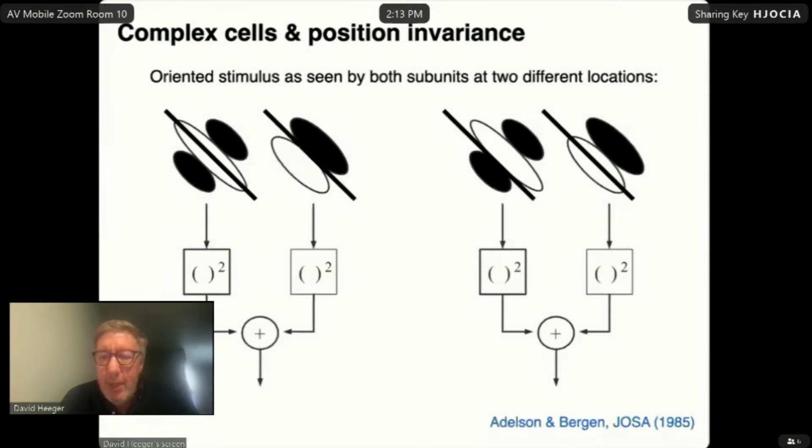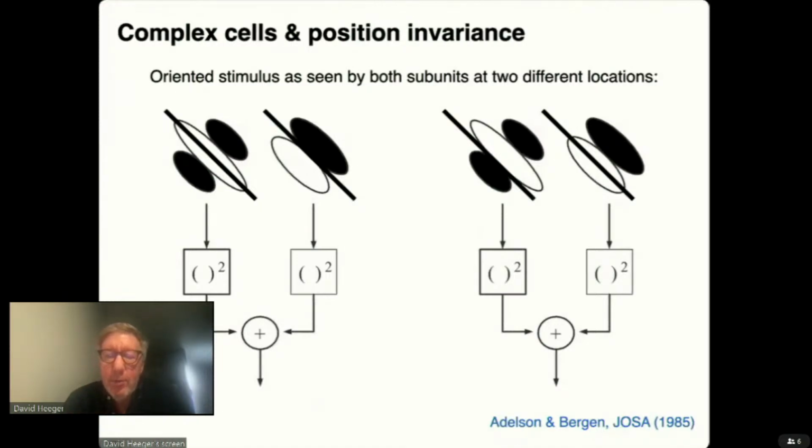A few years later, Ted Adelson and Jim Bergen replaced the hard threshold with a squaring nonlinearity, and used that to develop a model of complex cell responses. So you can think of each of these as a simple cell receptive field. You take odd and even phase, square them, add them together, and you get an output that they called an energy mechanism, which exhibits some degree of position invariance.